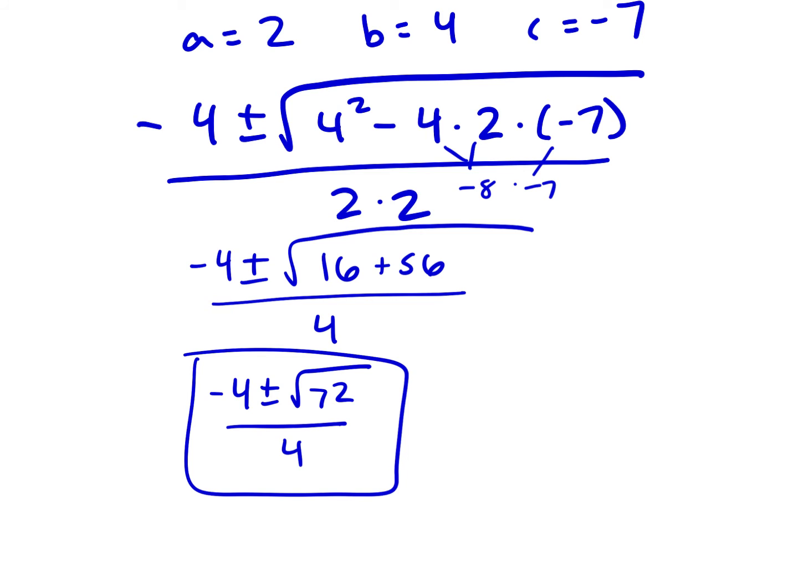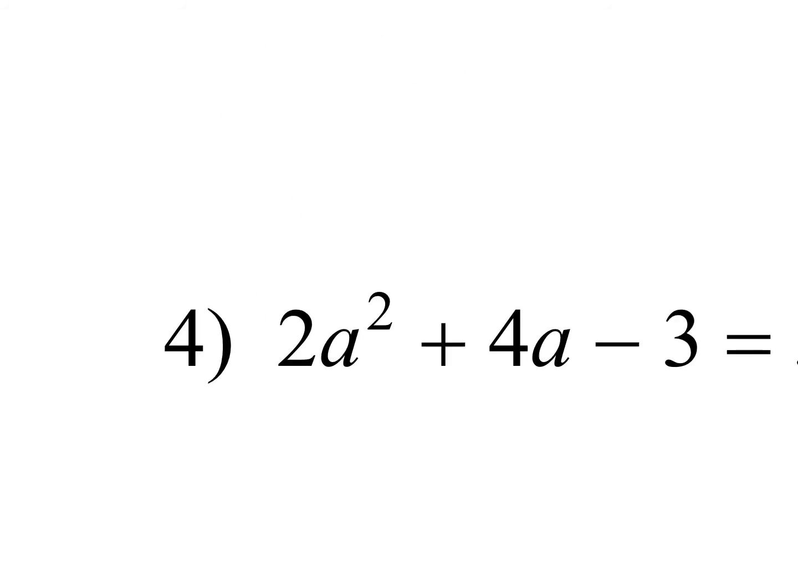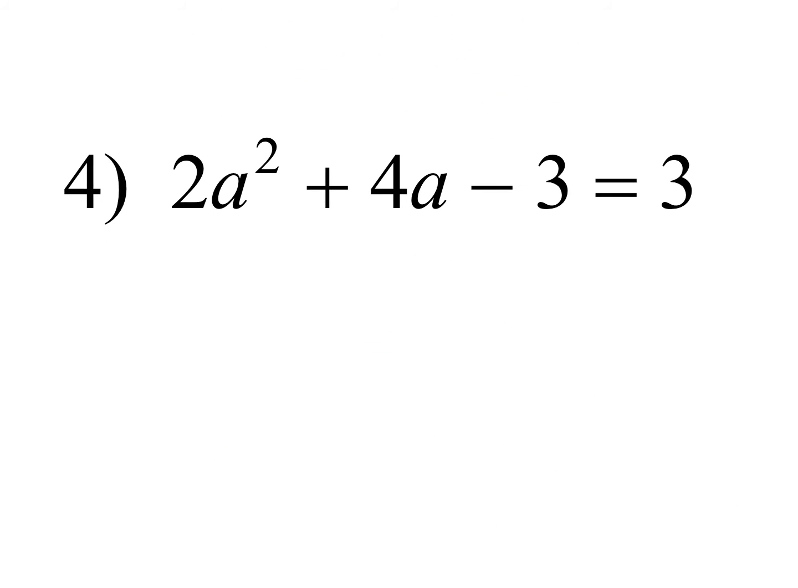Any questions there? All right, let's go to number 4. What do I have to do first for number 4? Put in order. How? Subtract 3. So what comes first? 2a squared plus 4a, and then minus negative 6. Awesome. Is equal to 0.